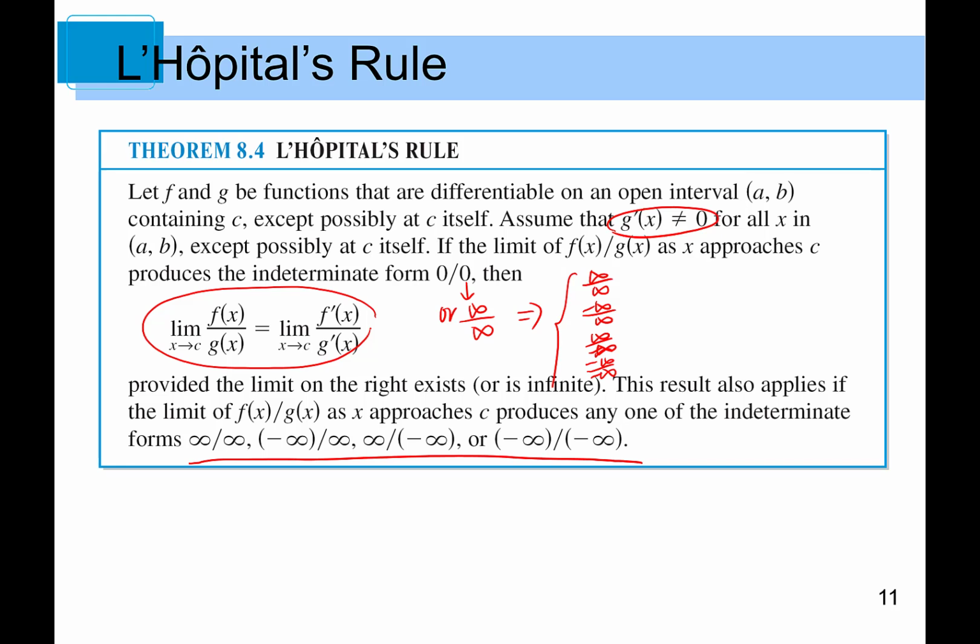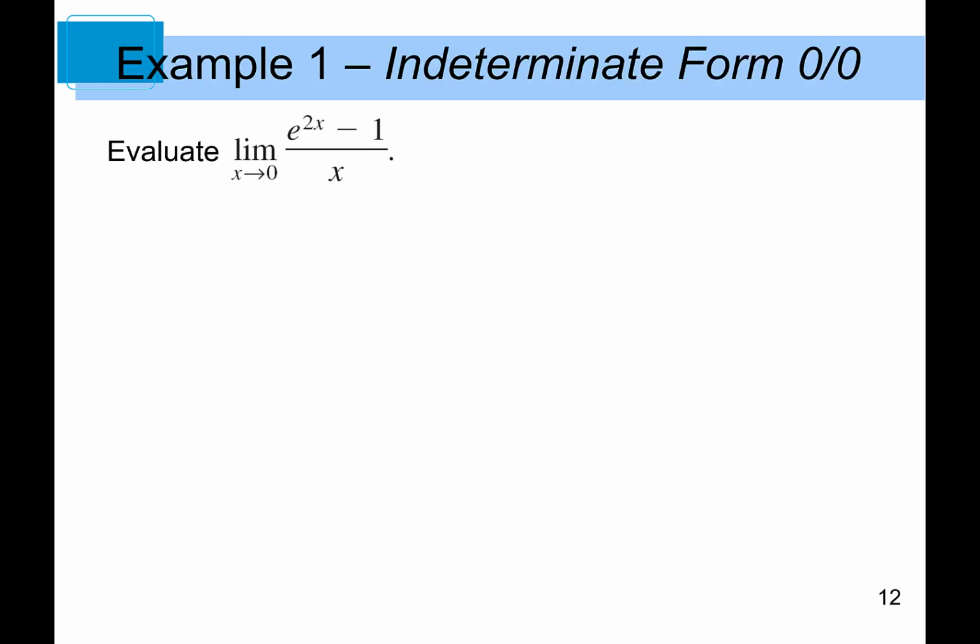Find the derivative of the numerator, find the derivative of the denominator, find the quotient. The quotient is the limit, and plug in c at the end.